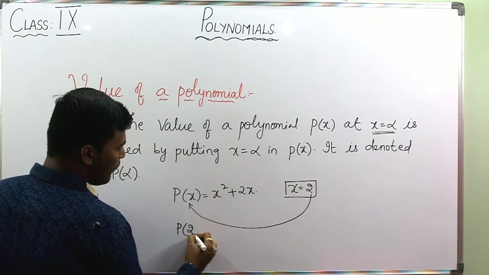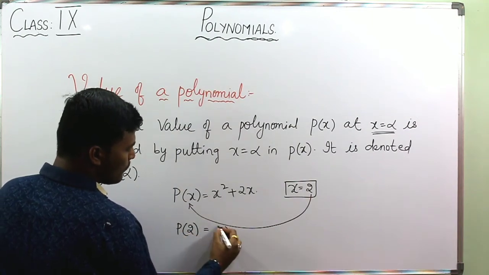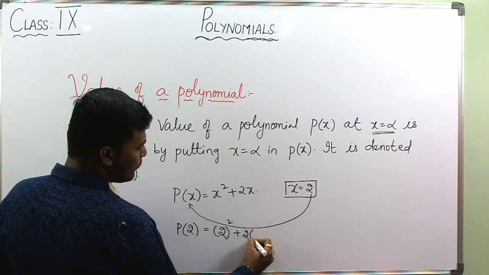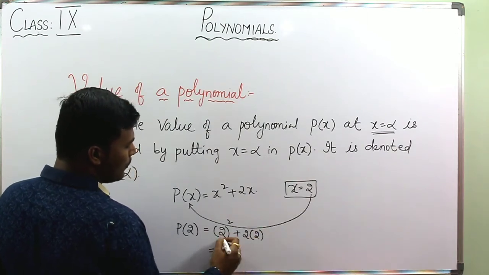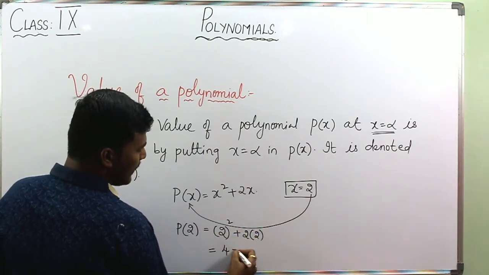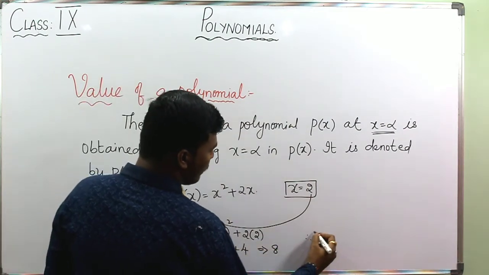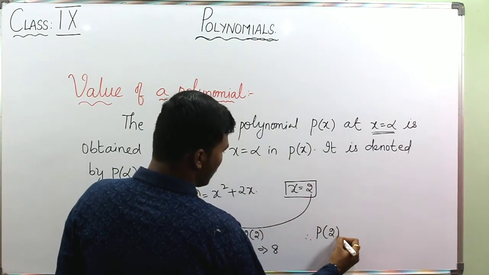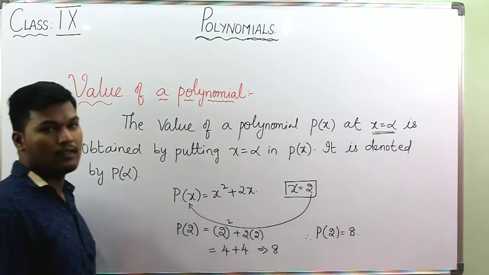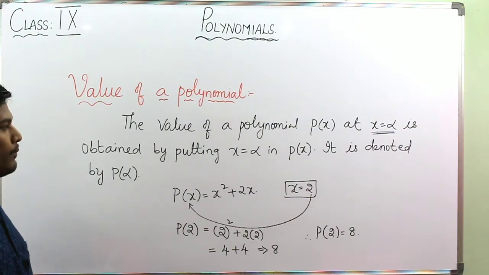That is, p of 2 is equal to 2 square plus 2 into 2. This is equal to 2 square is 4 plus 2 twos is 4, which is equal to 8. Therefore, the value of p of 2 is equal to 8. So this is how we find the value of a polynomial.